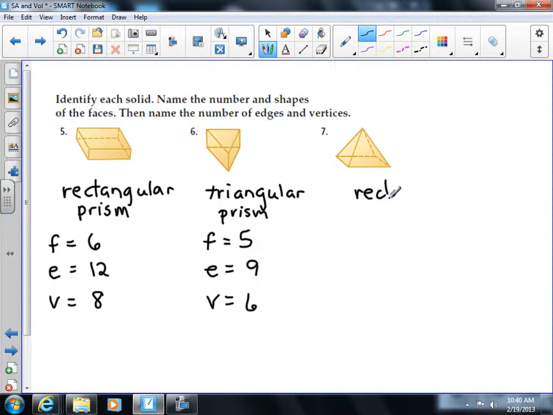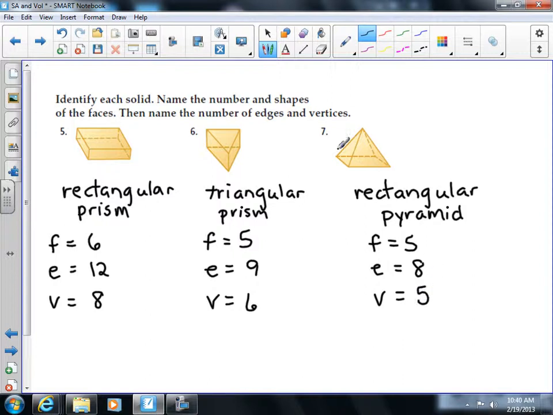Okay, and the last one. We're going to say a rectangular pyramid because the base is a rectangle. And the number of faces. 5. Edges. 8. And vertices. 5. 1, 2, 3, 4, 5. Looks good. Any questions on this?